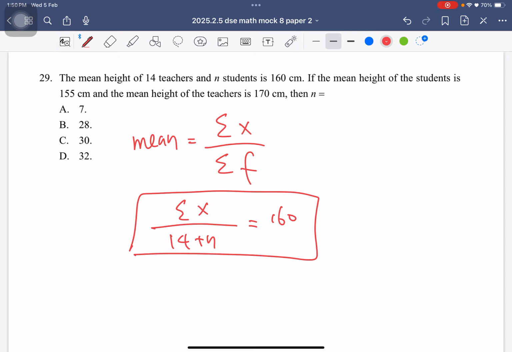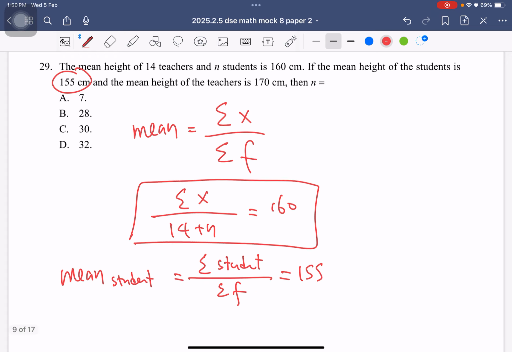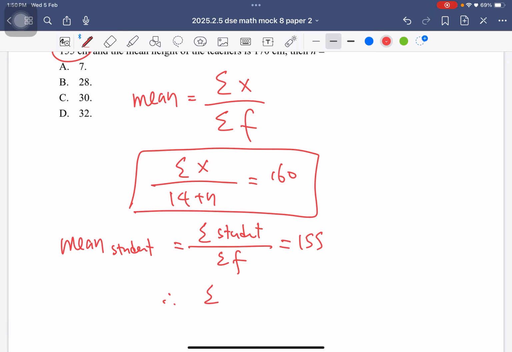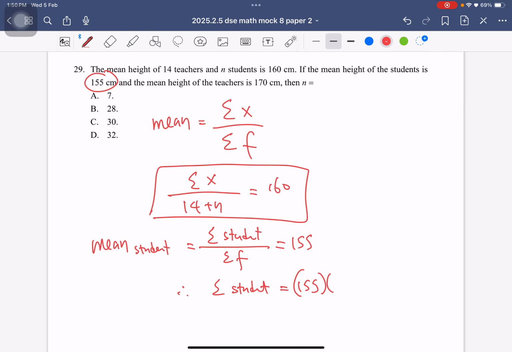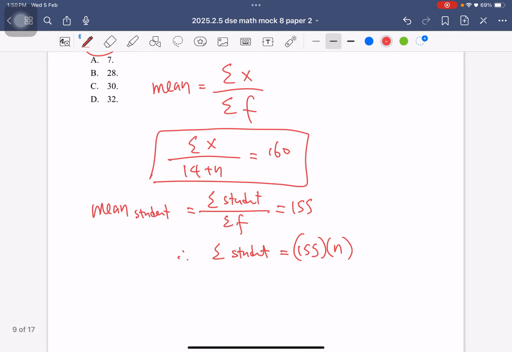Then now we have the mean height of the students is 155. So the mean of the students is equal to the sum of the students divided by the sum of the frequency, which is equal to 155. Which means that the sum of the students is equal to 155 times the total frequency. What is the total frequency of the students? It's n, so 155n.